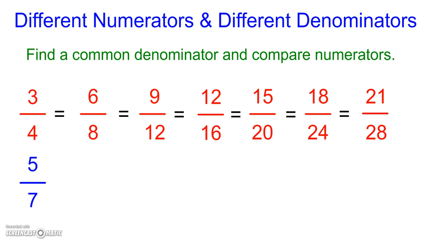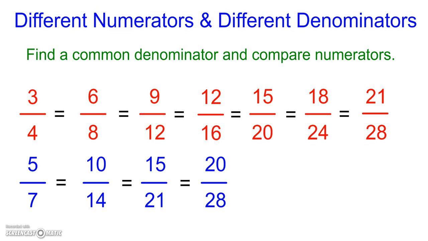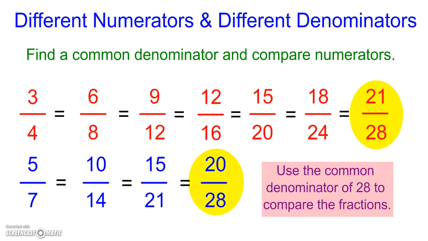That's enough for now. And I can do a similar technique for my fraction 5/7. Here are just a few. I'm going to stop because you might notice right away that there are two fractions, both of which have the denominator of 28. If I use the common denominator of 28 to compare the fractions, it makes it much easier. 21 over 28 is greater than 20 over 28.